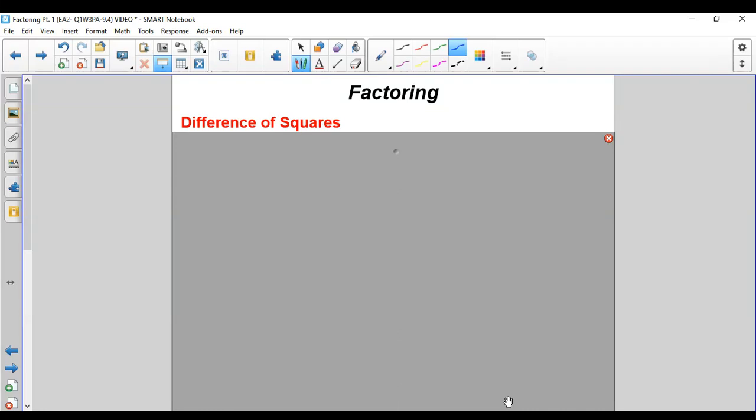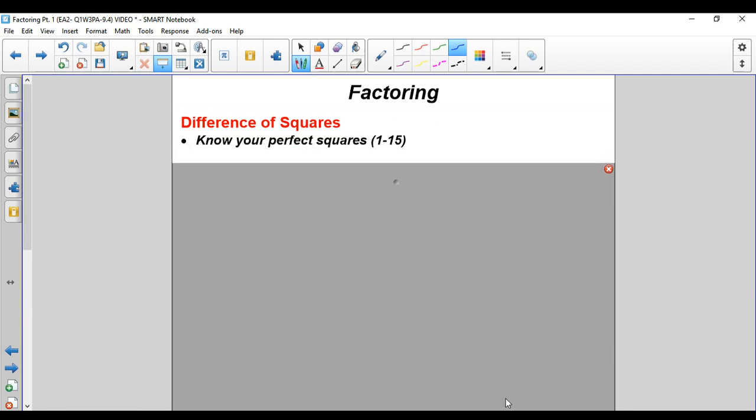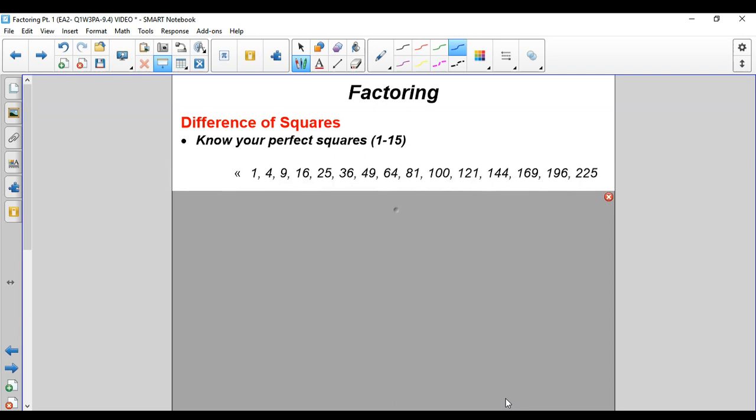Next, factoring is difference of squares. So we're looking at perfect squares, obviously, hence the name. We should be aware of our perfect squares from 1 through 15. Listed them there: 1, 4, 9, which is 1 squared, 2 squared, 3 squared, down the line to 15 squared. We should be familiar with those.